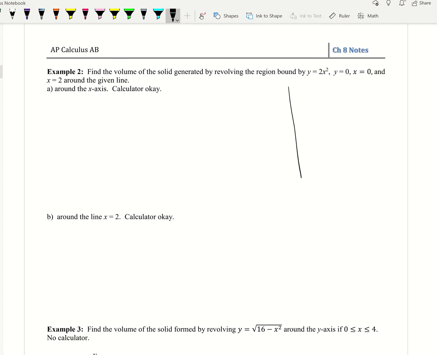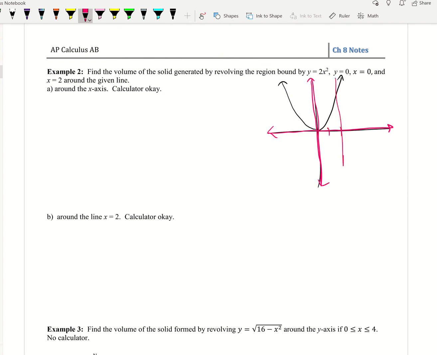Okay, so I'm looking at y equals 2x squared, something like that. And I want this to be bound by the line y equals 0, which is this horizontal line here along the x-axis. The line x equals 0, which is my y-axis. And x equals 2, which is a vertical line. So this is my region that I'm looking at, bound by all three of these right in here.